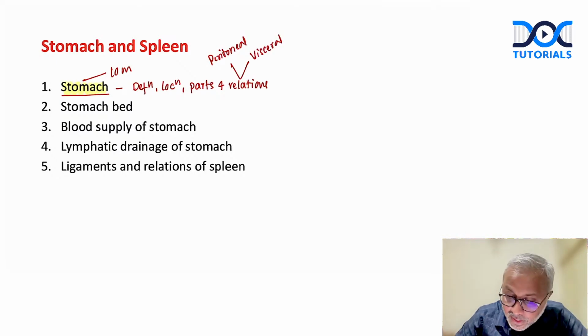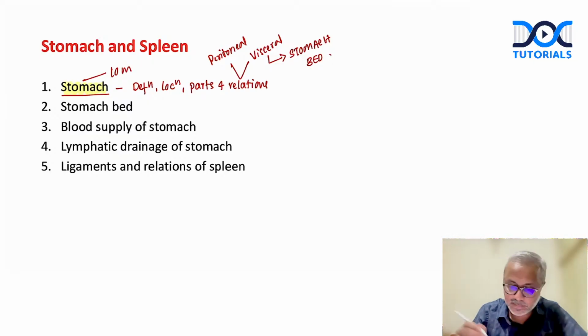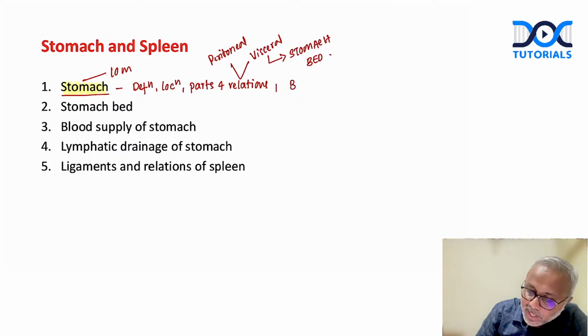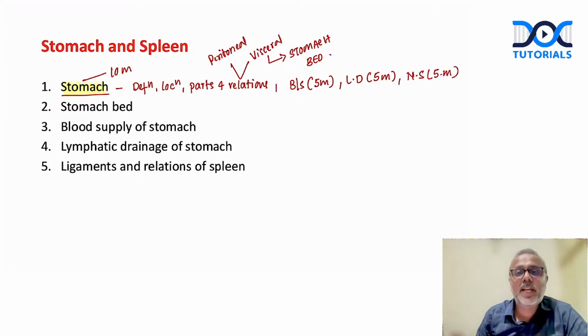And in the visceral relations, one more important subtopic would be the stomach bed, right? What do we mean by stomach bed? What are the structures forming the stomach bed? Okay, this could be very important. Then blood supply itself is a 5 marker. Then lymphatic drainage itself is a very important 5 marker. Nerve supply itself is an important 5 marker again, right?